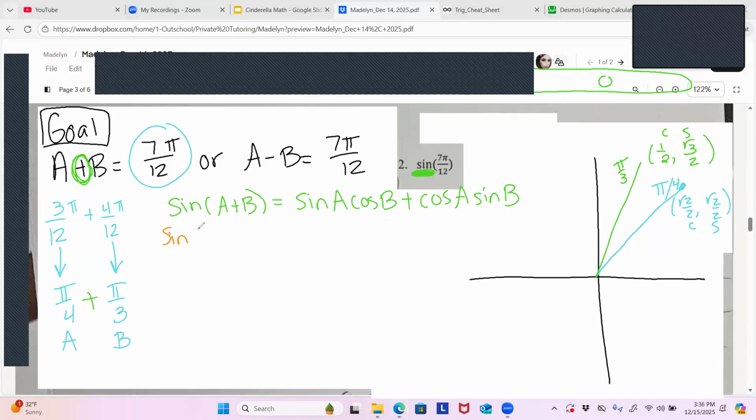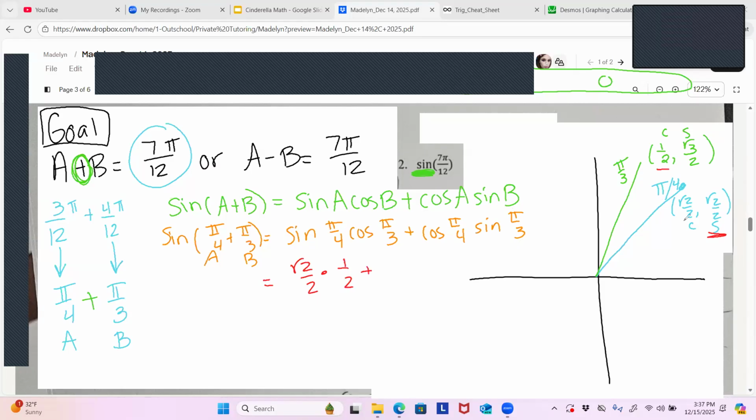So we have sine of pi over 4 plus pi over 3 would be, again, this is A, this is B. So sine pi over 4 cos pi over 3 plus cos pi over 4 sine pi over 3. And then we just use our unit circle knowledge or reference to fill all that in. Sine pi over 4, root 2 over 2, times cos pi over 3 is 1/2, plus cos pi over 4, root 2 over 2, times sine pi over 3, root 3 over 2.